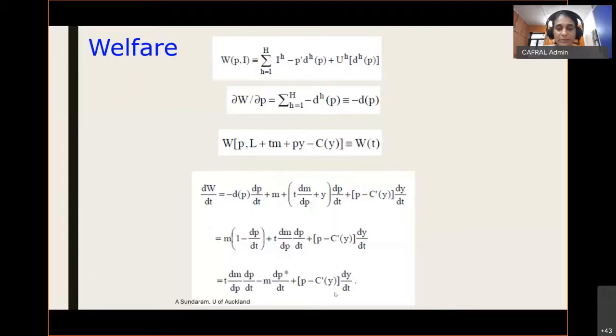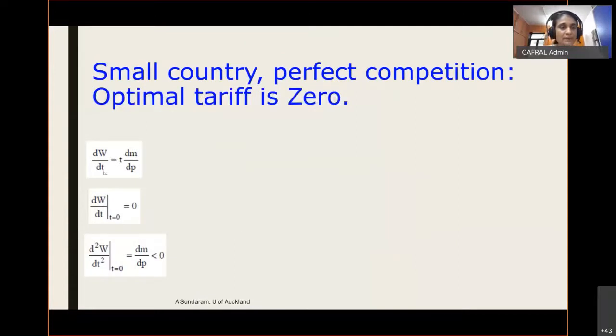Similarly, if we are in a perfectly competitive setting, then we know that price will equal marginal cost. There's going to be no differential between price and marginal cost. So I can disregard the third term. So small country perfect competition means I just have to worry about this first term here. So that means dw over dt is just t times dm over dp. That's coming from the first term.